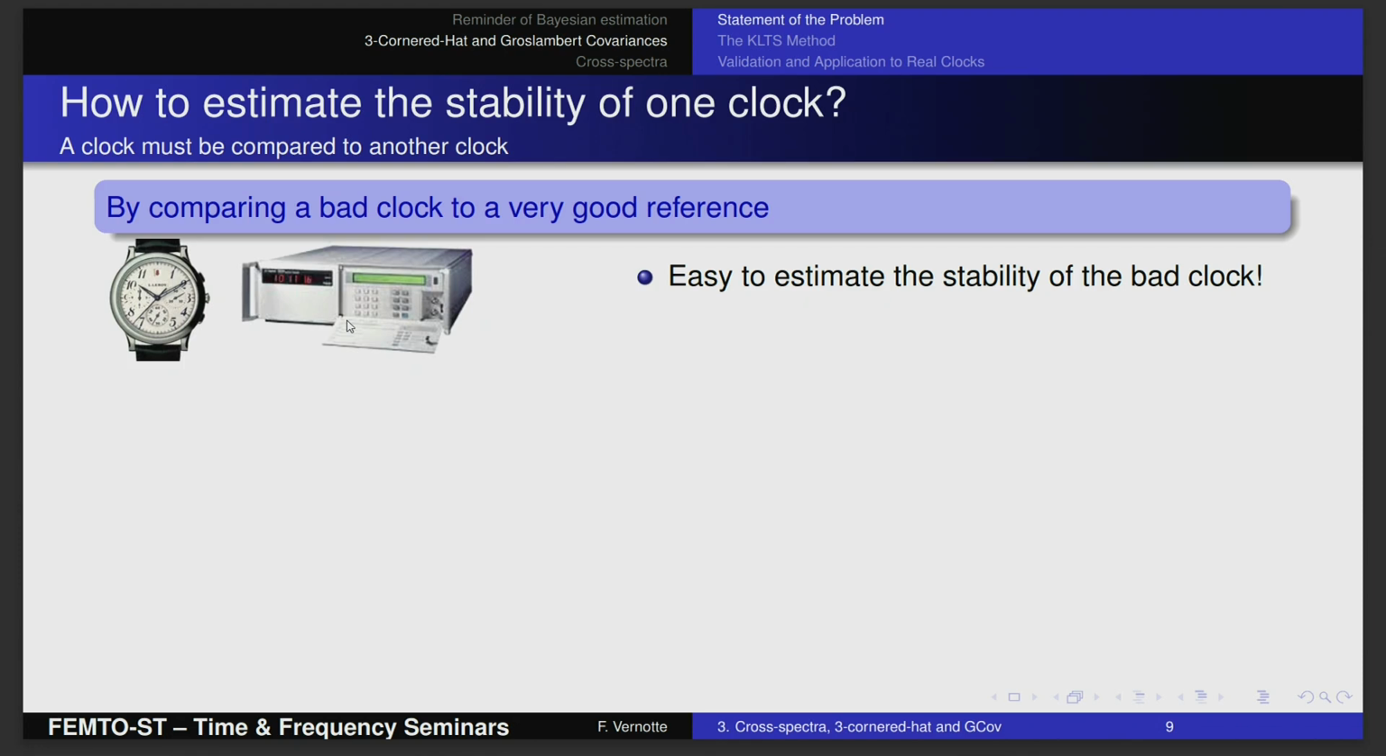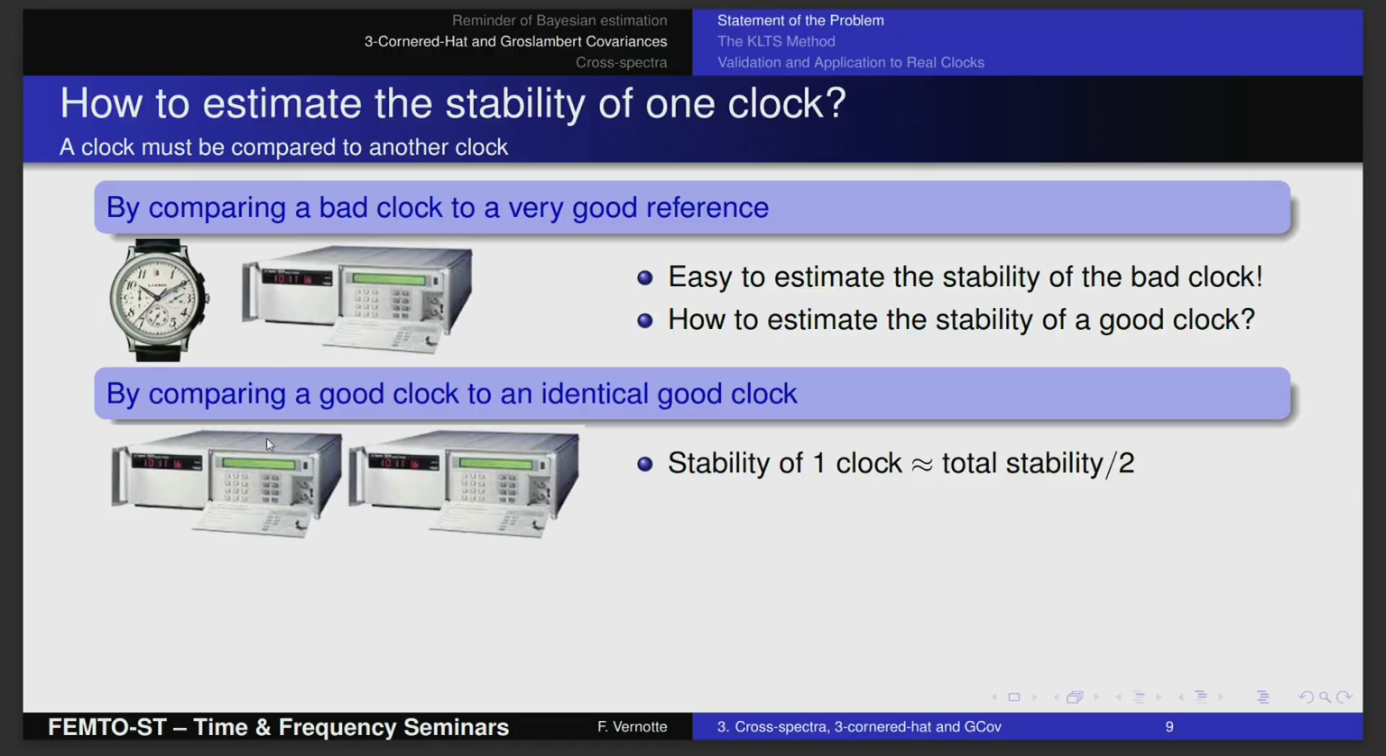But what happens if you have a good clock? I mean a clock which has a stability of the same order of magnitude as the reference one. In this case, you cannot neglect the instabilities of the reference. So generally we use two clocks which are approximately similar, with the same instabilities, and you consider that the instability you get is 2 times the stability of each clock. But what happens if these clocks are not really the same, if they are not similar? How is it possible to retrieve the stability of each clock?